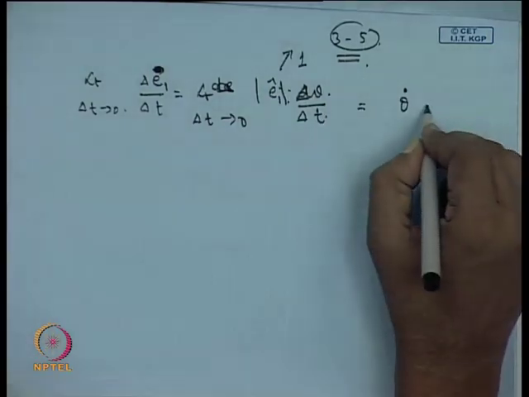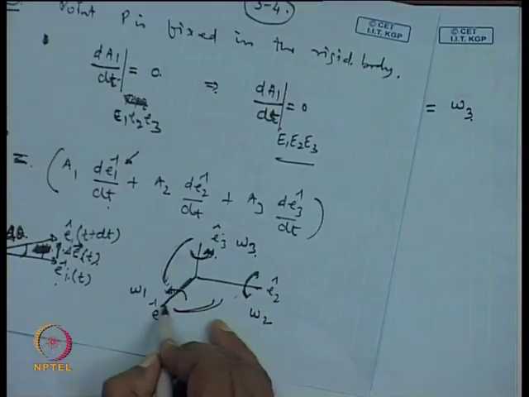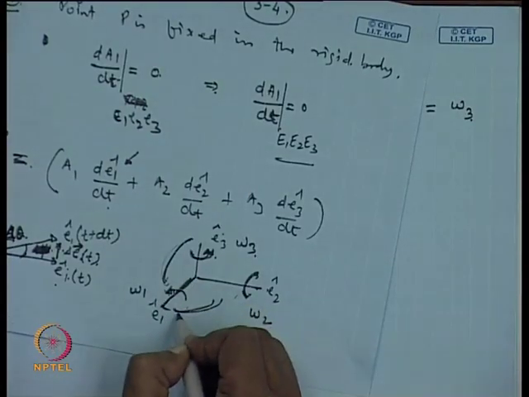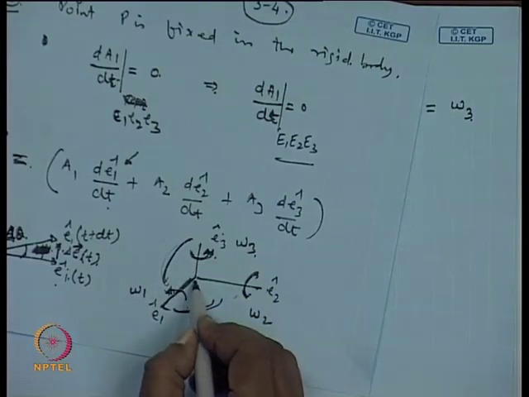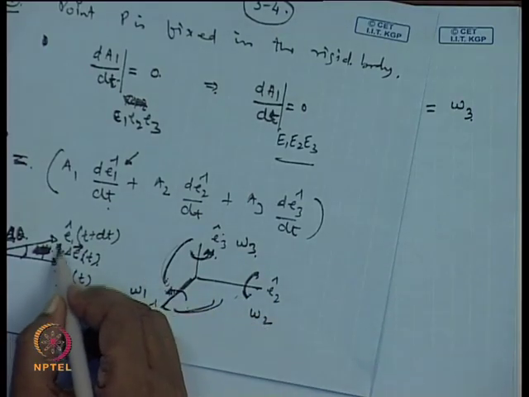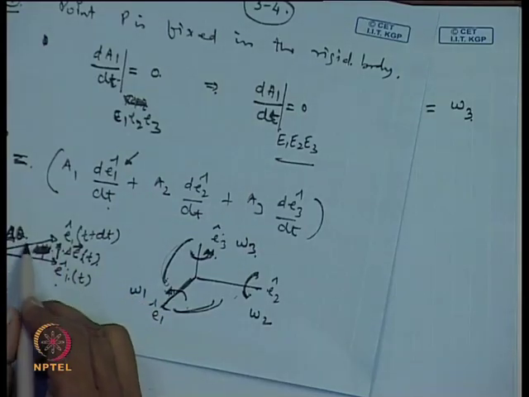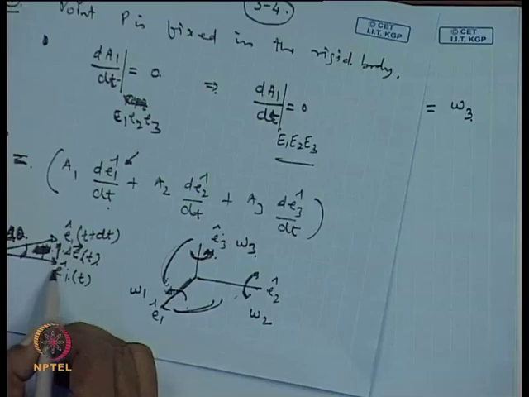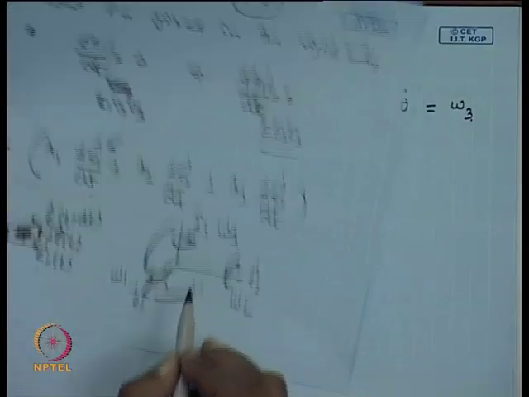Theta dot is nothing but omega 3 in this place, because this vector is rotating like this. So, we will write this as omega 3. Now, in which direction will this vector change? As this delta theta becomes smaller and smaller, the change vector will be perpendicular to this E 1 vector. So, this is pointing in this omega 3 direction.